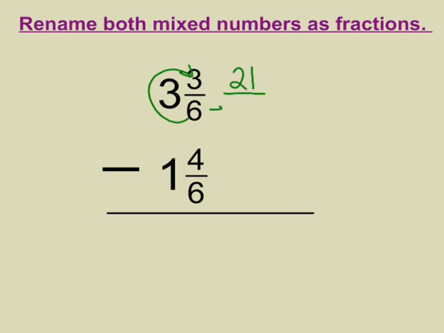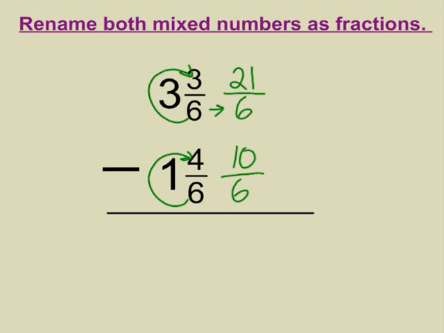And then we're going to just bring our 6 over. We do this because it's 6, 6, 6, 6, 6, 6, 3 times, and then we have plus 3, 6 would be 21, 6. Then I can change the other one too the same way, 6 times 1 is 6, plus 4 is 10. So I would have 10, 6.